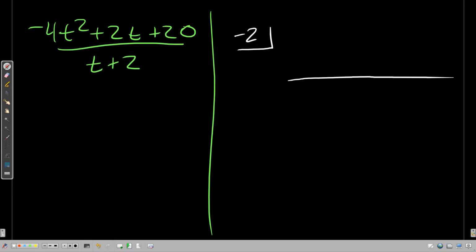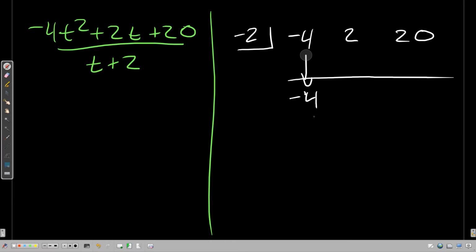How does this work? You put here the root that you think you can divide out. The root of that denominator is minus 2, because minus 2 plus 2 gives you 0. You list out the other coefficients, where this is the t squared coefficient, and this is the t coefficient to the 1, and this is the t to the 0 coefficient. They must be in descending order, and you can't skip any. And then it works like this.